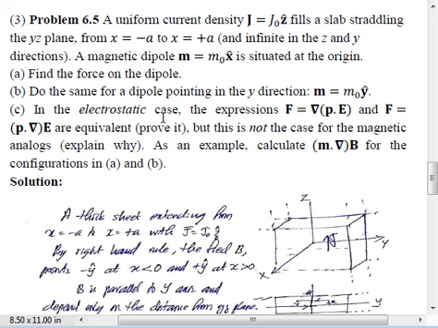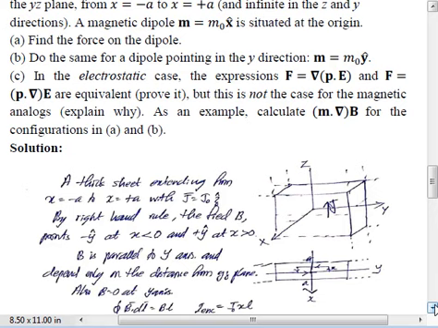Then in the electrostatic case, the expressions F equal to del of (p dot E) and F equal to (p dot del) E are equivalent. We have to prove it, but it is not the case in magnetostatics. Explain why. As an example, calculate (M dot del) B for the configurations in A and B.